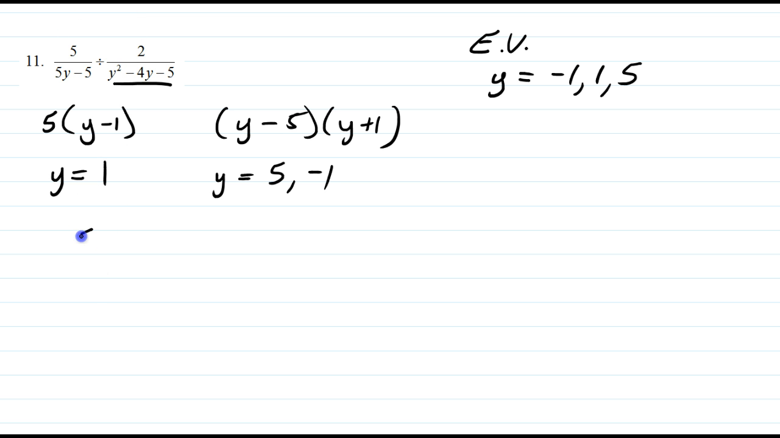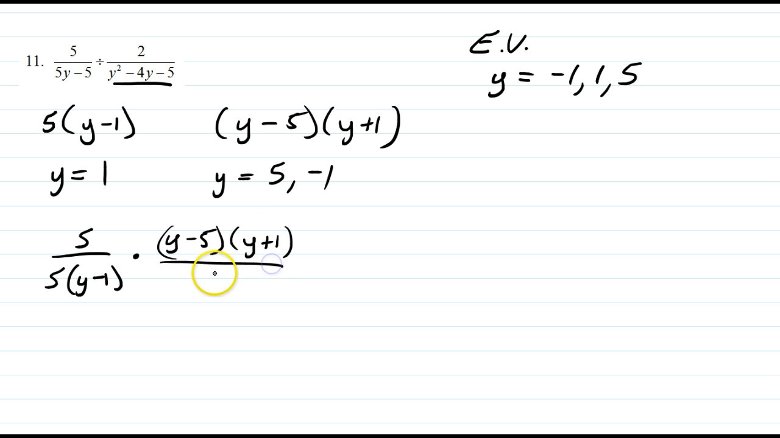And so we get 5 over 5 times y minus 1. Since it's division, we're going to multiply by the reciprocal. So that's why the y minus 5 and y plus 1 are on top now. So we're going to cancel out what we can. So the 5 and 5 cancel. And I want to cancel the y minus 1 out, but there's no y minus 1 here. It's a plus 1. So you can't make it work.